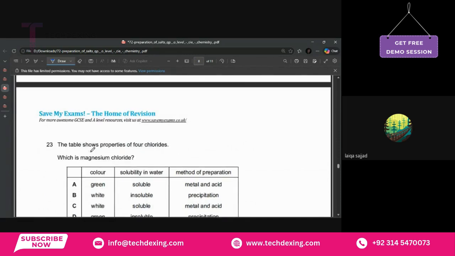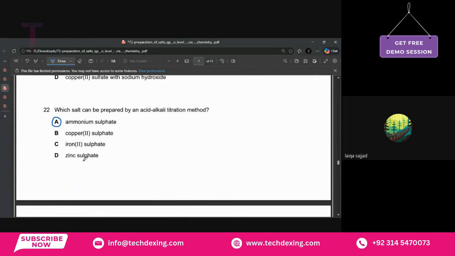Okay. And why not the other ones? Copper sulfate, iron sulfate, and zinc sulfate? Because they are soluble salts. They are actually formed from materials among which at least one is insoluble. But titration is mostly specifically used for preparing soluble salts from soluble starting materials or soluble reactants, you can say.